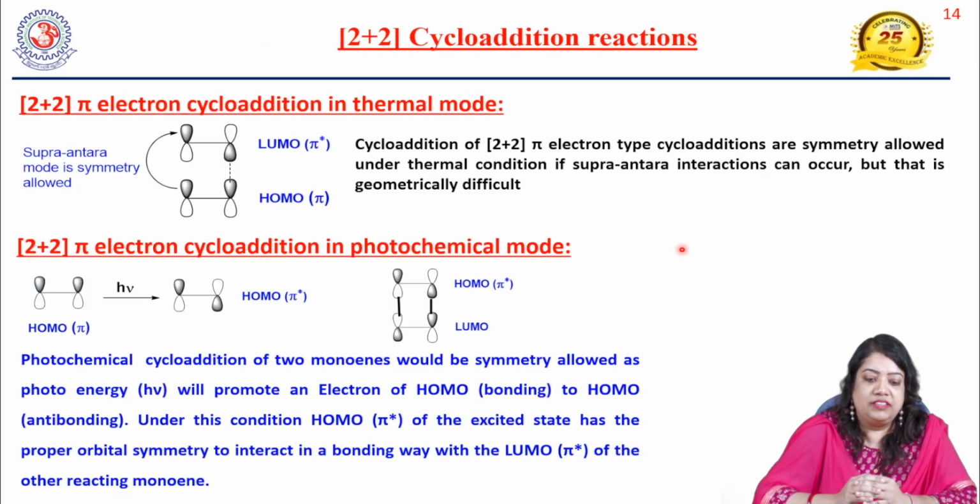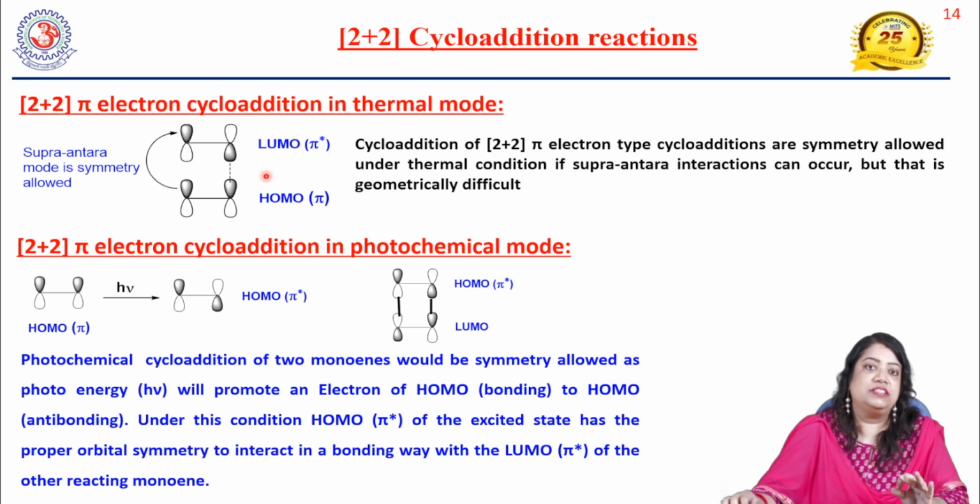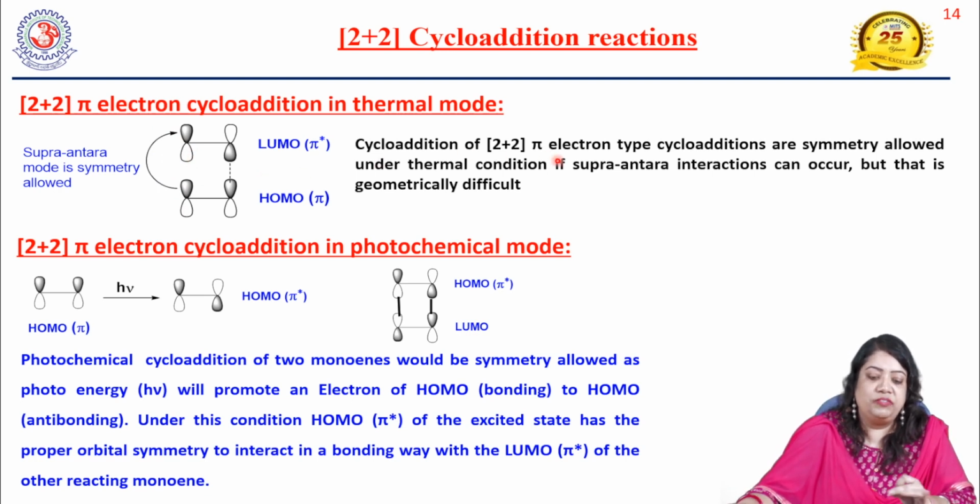Now I will discuss the 2 plus 2 pi electron cycloaddition reactions, and how orbital interactions take place in a 2 plus 2 pi electron cycloaddition in thermal mode. In thermal mode, the HOMO of one ene reacts with the LUMO of the other ene system, and this HOMO-LUMO interaction does not give a bonding interaction if we consider the supra-supra mode of overlap. But the supra-antara mode is symmetry allowed. But the thing is that this supra-antara mode of interaction is not geometrically favorable.